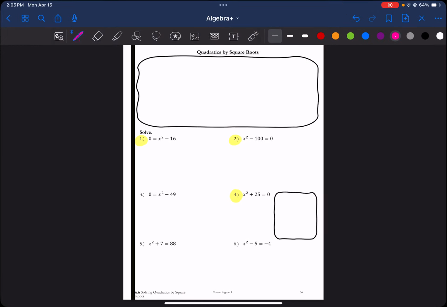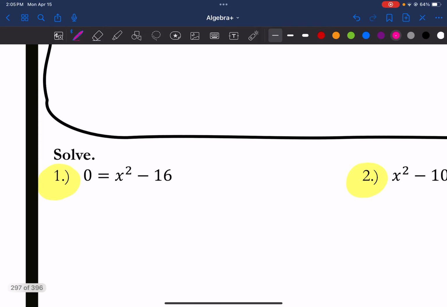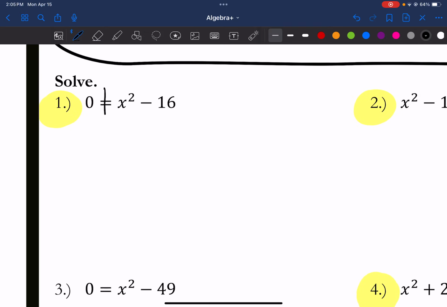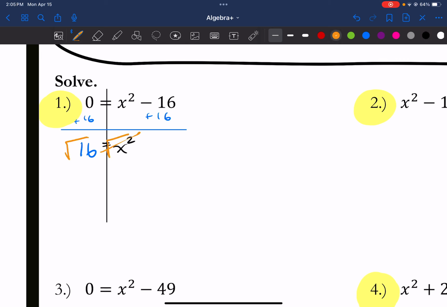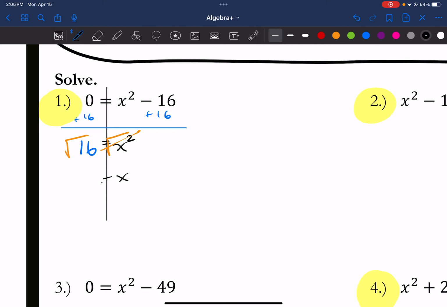So let's go ahead and do problem number 1. I'm going to draw my line down the equation. And I am going to add 16 onto both sides so that I am left with 16 equals x squared. In order to isolate the variable, I need to take the square root of it, right? I'm trying to think what number times itself will give me 16. In this case, it is a 4, but what you're actually going to get is a positive negative 4.